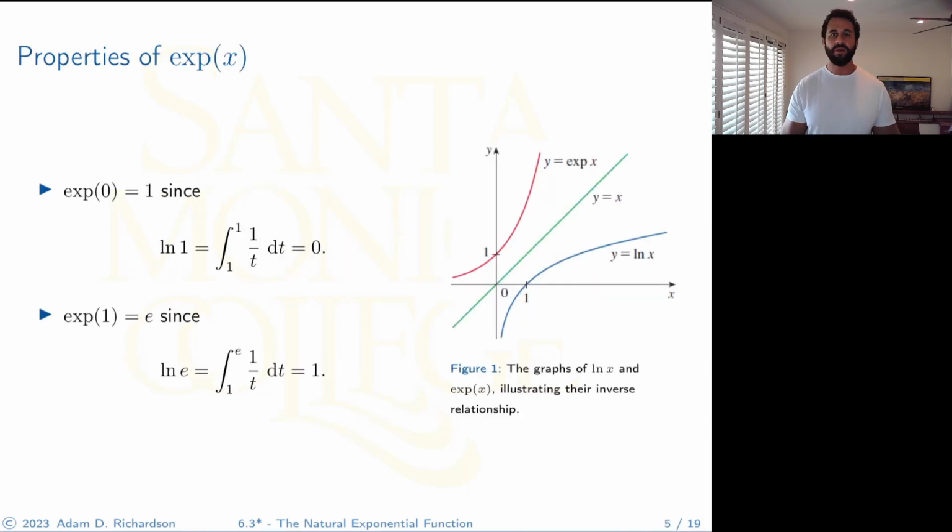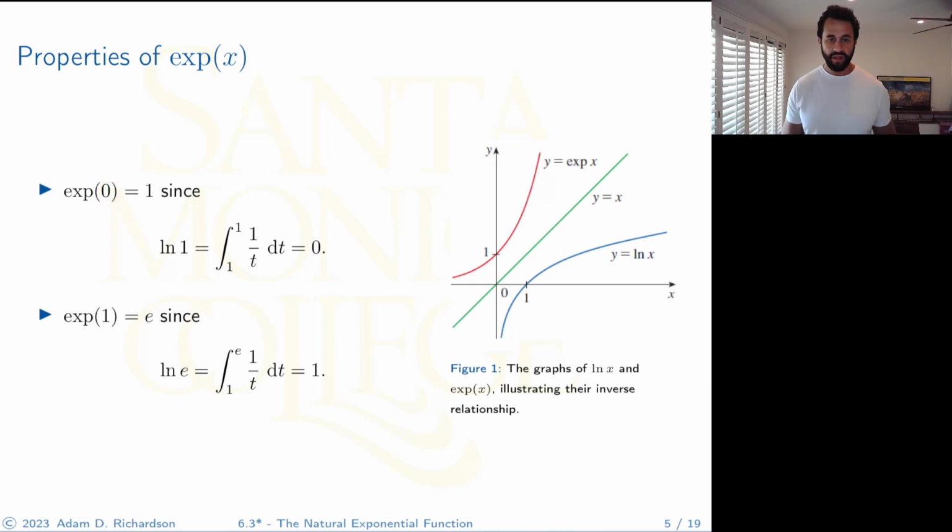All right, some properties of this exponential function. For one, we know that exp of 0 is equal to 1, because as we showed in the last section, the natural log of 1 is equal to 0. Remember that inverse functions invert the domain and range, so inputs and outputs get switched. So here, natural log of 1 is 0, therefore exponential of 0 is 1.